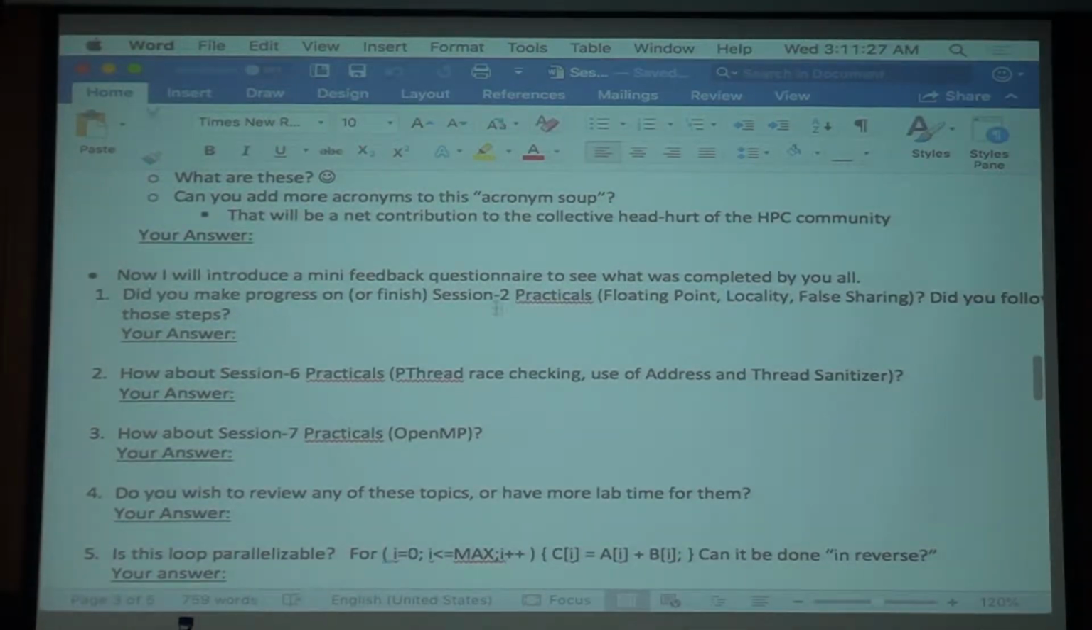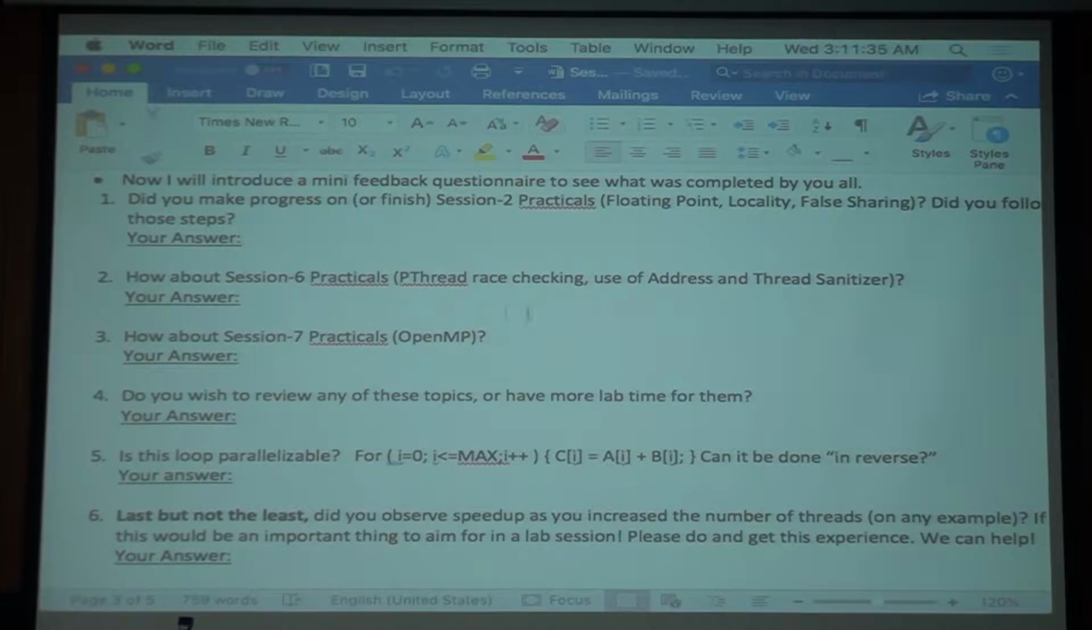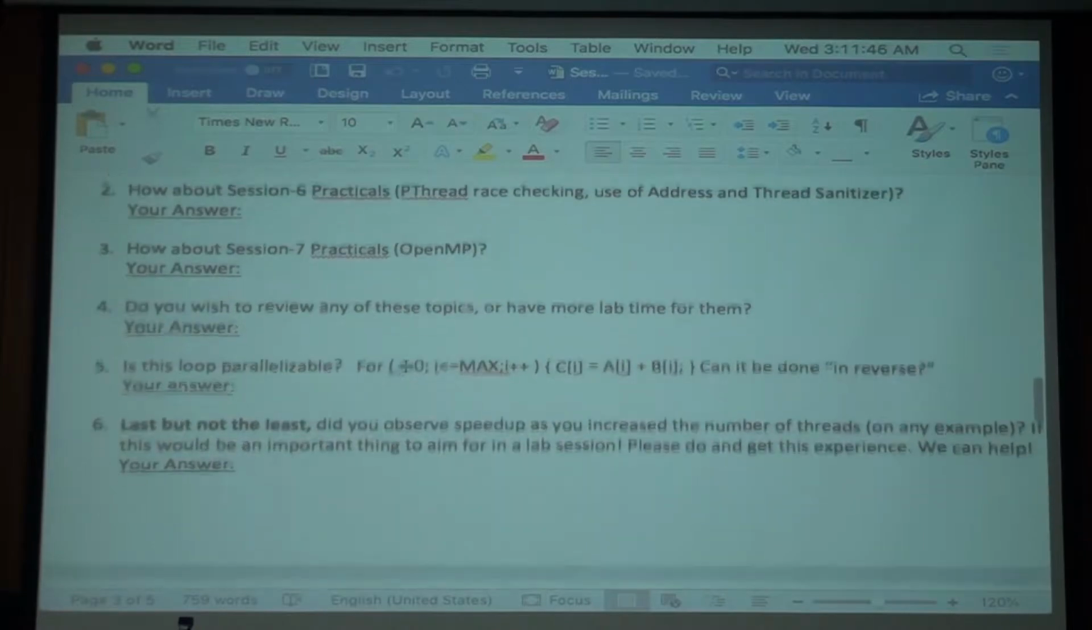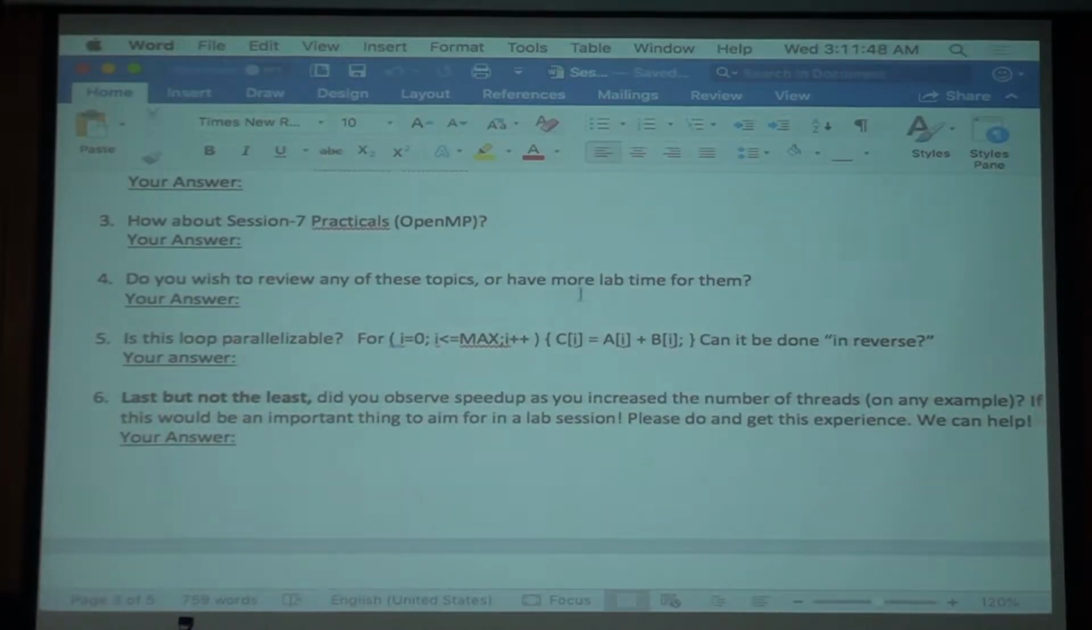Did you make progress or finish the session 2 practical? Some of you were doing that yesterday. So this will be printed out and given to you by Jairaj, and you can answer these when you get it. Did you make progress on session 6 practicals? If not, no problem. We'll allow you more time later. Session 7 practicals are OpenMP. These are the things that we are hoping to do. Do you wish to review any of these topics or have more lab time? Just to know.